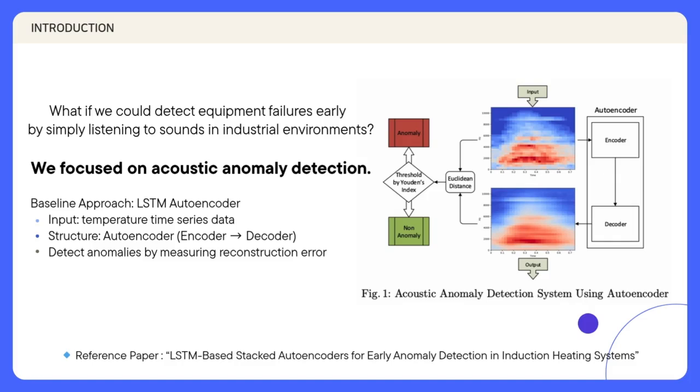Previous studies we referred to used an LSTM autoencoder to reconstruct temperature time series data and regarded large reconstruction errors as anomalies. However, because sound has a frequency spectrum that changes over time, relying on only an LSTM makes it hard to learn frequency-specific features sufficiently.